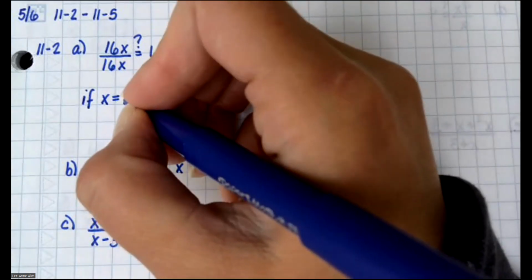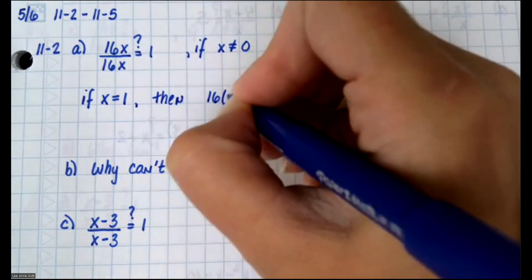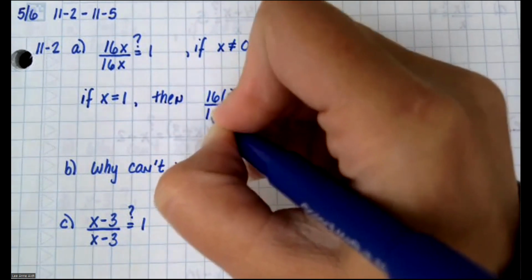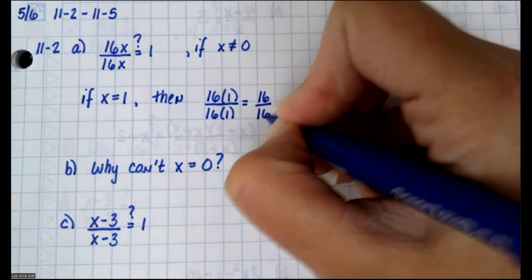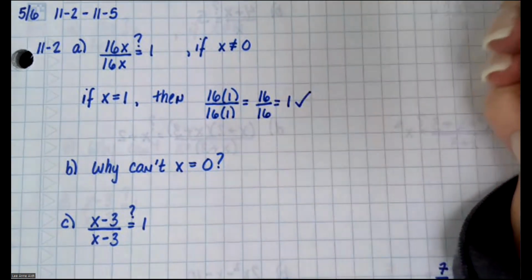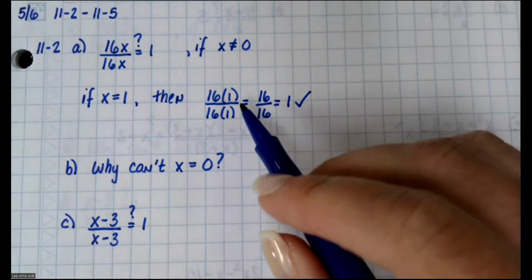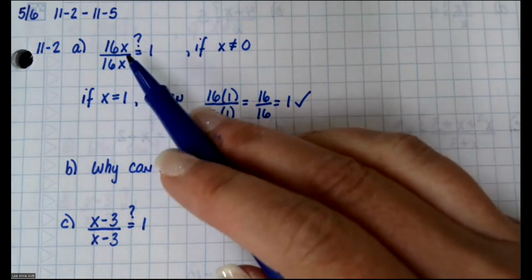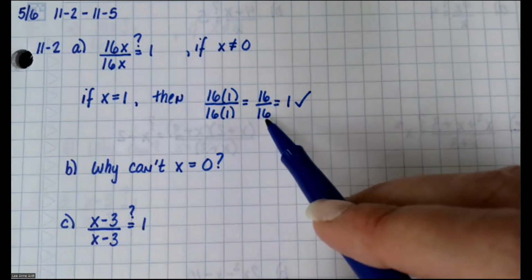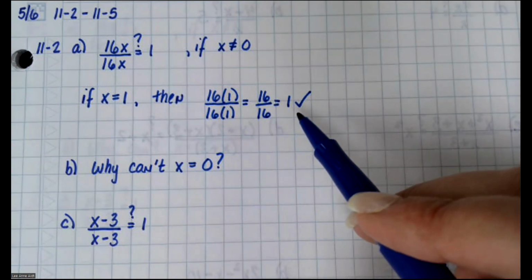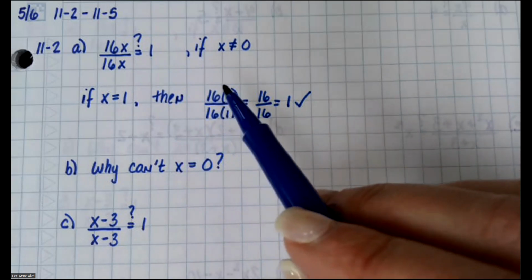Okay, so if x equals 1, then 16 times 1 over 16 times 1. I just plugged a 1 into this. That's all I did. 16 times 1 over 16 times 1 is 16 over 16, which is 1. We want to make sure that it works every time and not just select times.